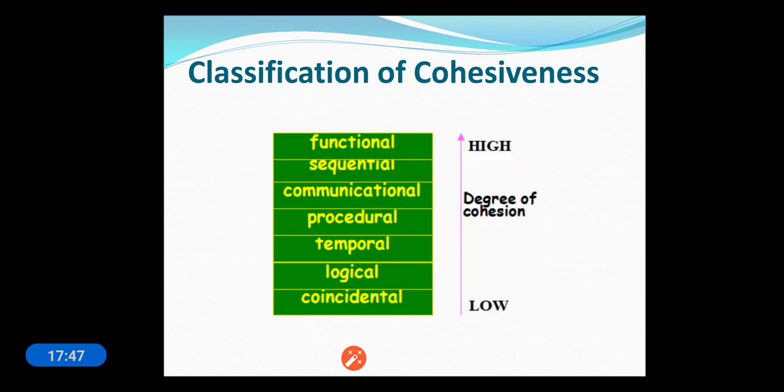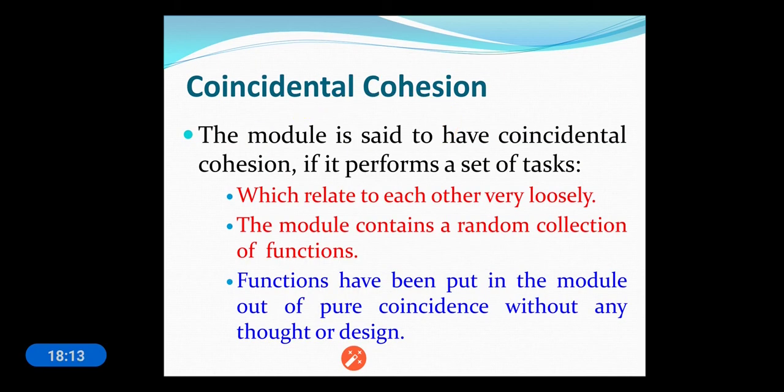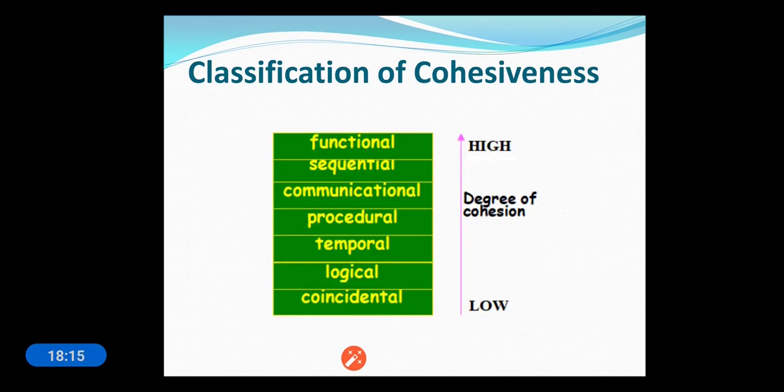If a module has coincidental cohesion, then it indicates low cohesion. The degree of cohesion increases from coincidental to functional. That means if a module has functional cohesion, it indicates that there is high cohesion in that module. That's why we need to classify the cohesion among the modules. But do you understand?